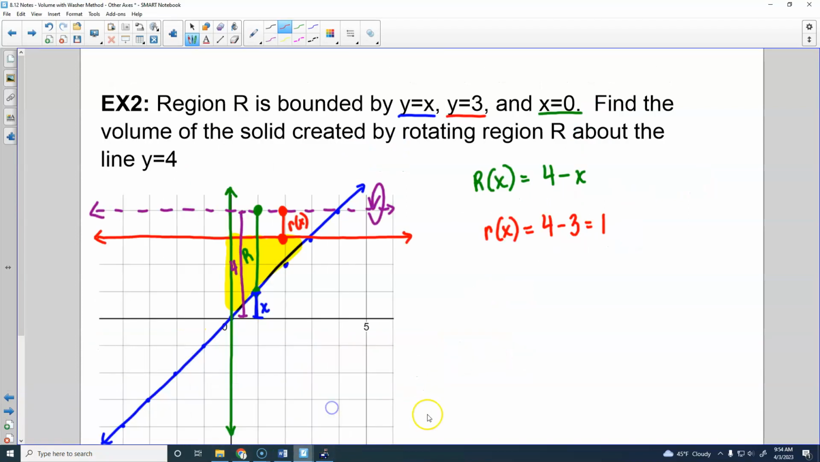All right, let's go back over here. Whenever we set this up, if you can get your capital R and your lowercase r correct, it's just like we've been doing. It's the integral from, what should my limits be on this one? 0 to 3. Pi times 4 minus x squared dx, minus the integral from 0 to 3 of pi times 1 squared dx.